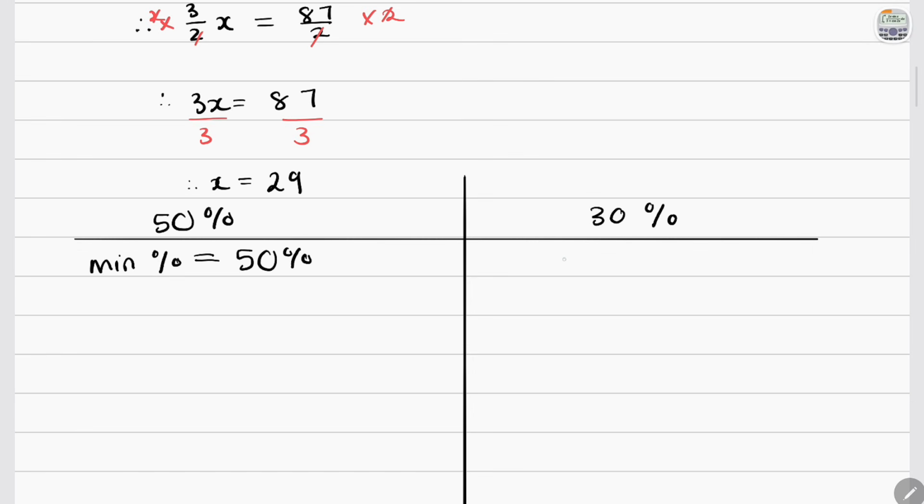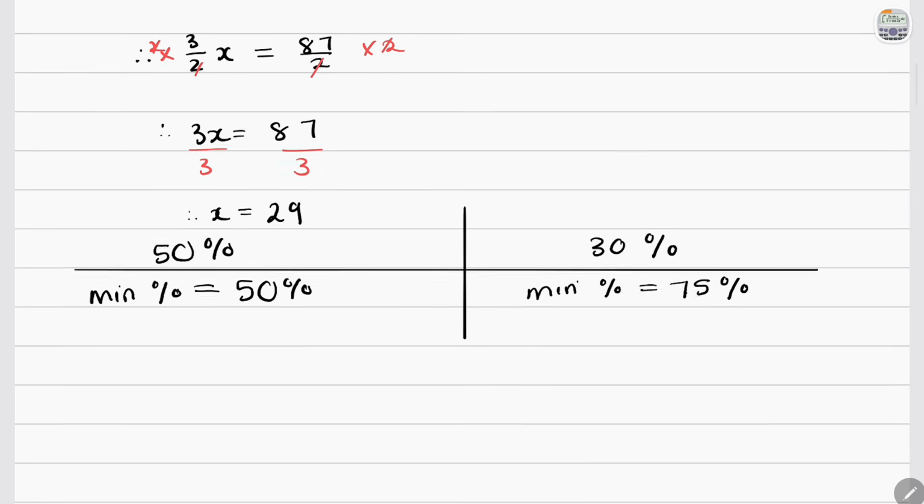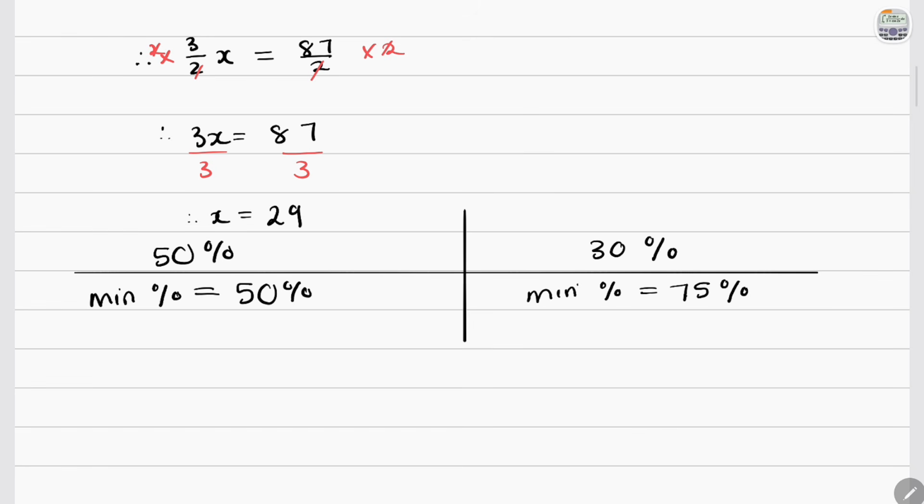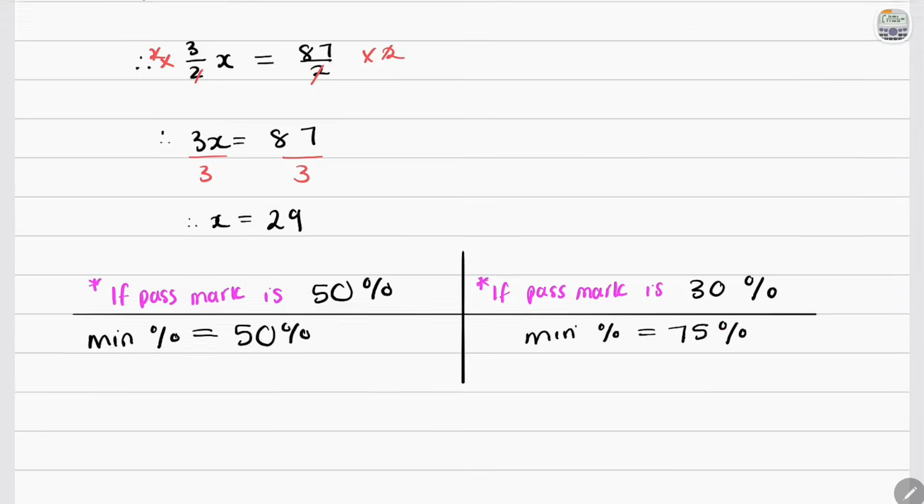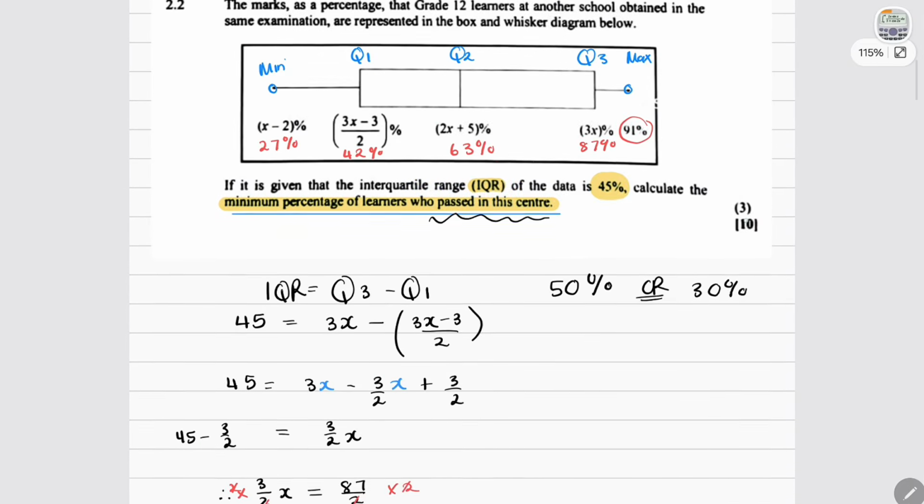So these are the two values that I'm going to give based on whatever the pass mark is. I don't know what the pass mark is, but that is going to be my answer if the pass mark is 50% and if the pass mark is 30%. So that is my answer there.